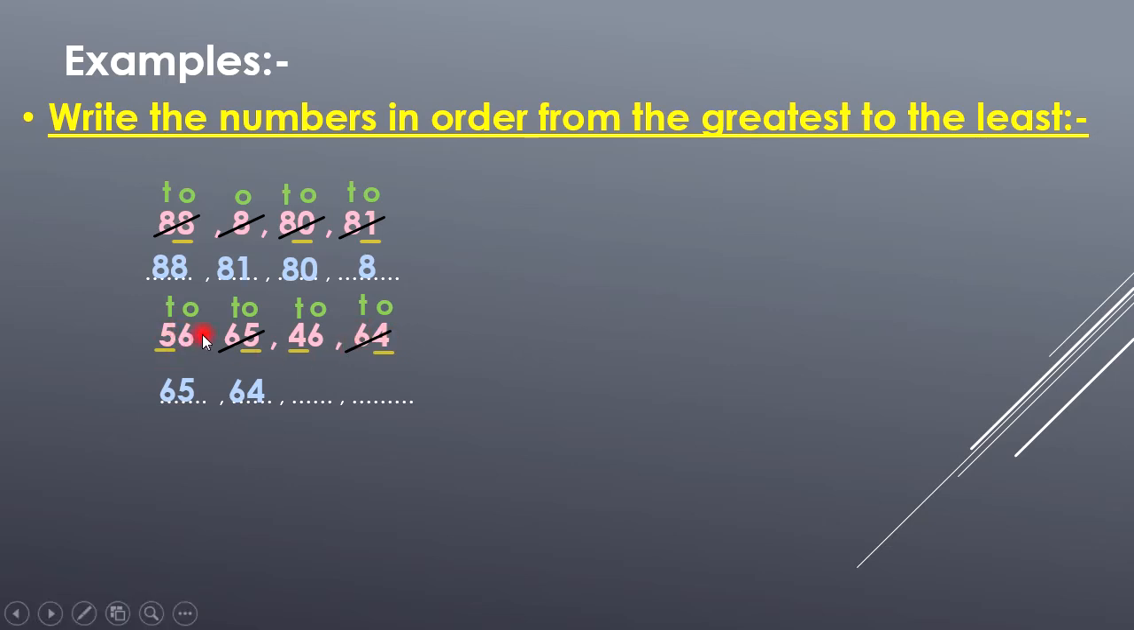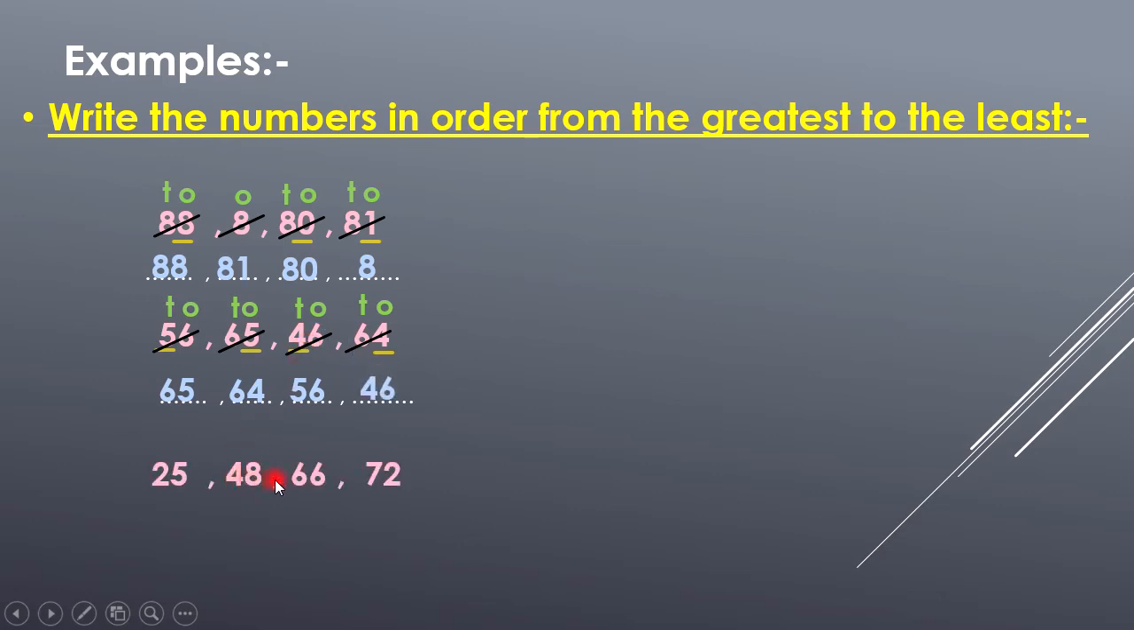Now I have 56 and 46. Tens digits are different. Here's 5 and here's 4. So I look to tens digit only. I don't look to ones digit. Which one is the biggest, 56 or 46? Yes, 56, so I cross 56 and put here 56. And the smallest number is 46. I cross 46 and put here 46.